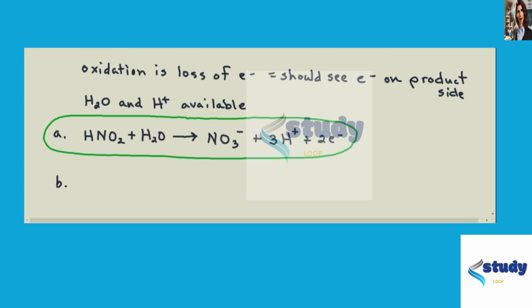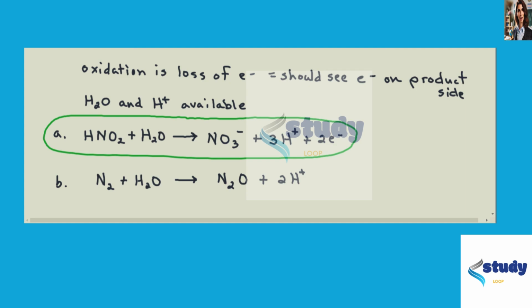Letter B, we have oxidation of nitrogen to N2O. And again, it's an acidic solution. The nitrogens are balanced, but the oxygens are not. So again, I am going to need to add a water molecule to the reactant side. Now there are 2 hydrogens on the reactant side. The nitrogens and the oxygens are balanced, but there are 2 hydrogens. So I need to add 2 hydrogen ions to the product side.